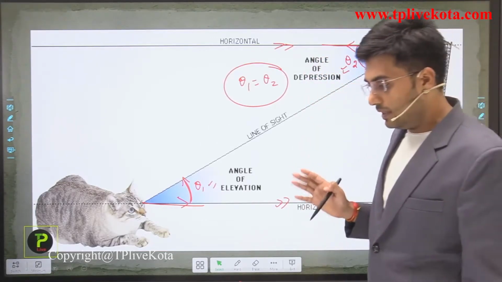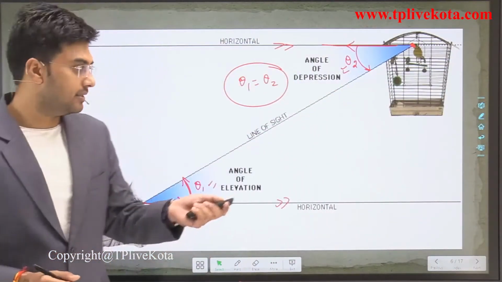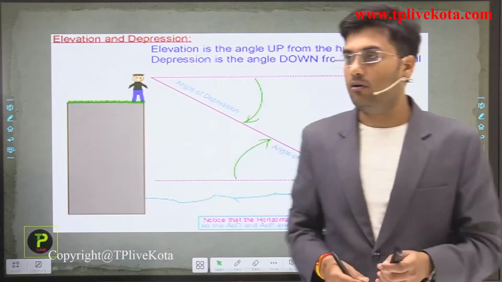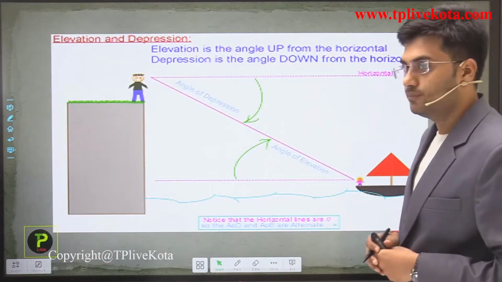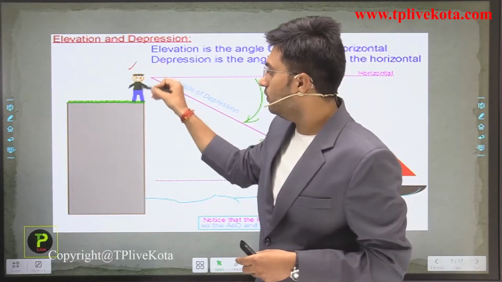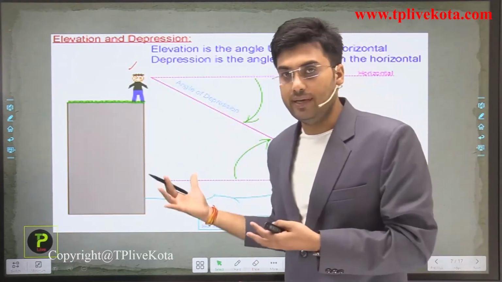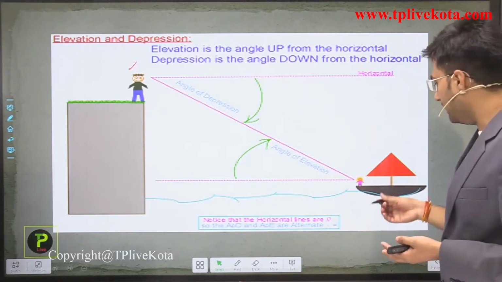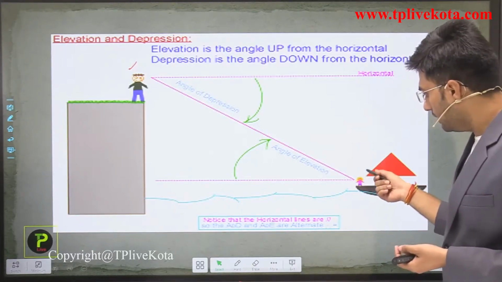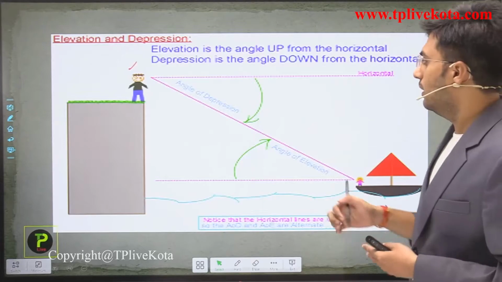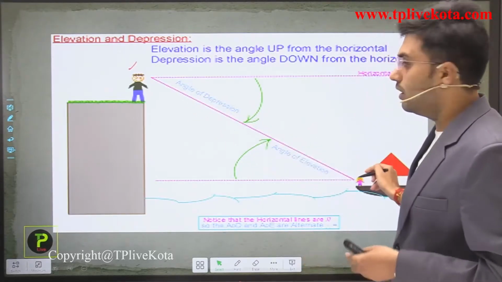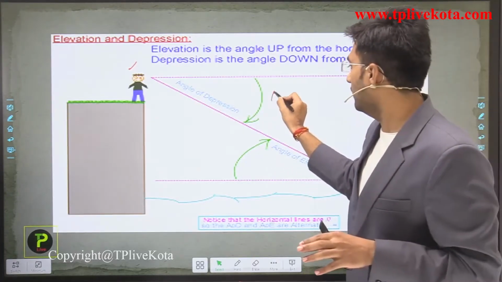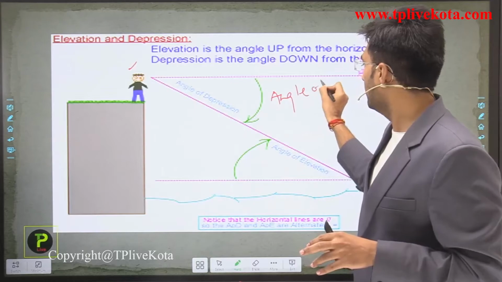Clear? Now for better understanding, let's discuss one more example. Here again we have an example of angle of depression and angle of elevation. Here this man is on the top of the tower, or we can say the top of the building, and here this is a ship, or a boat, and in this boat we have a man or woman. If this man looks at this woman or man, then this angle is the angle of depression.